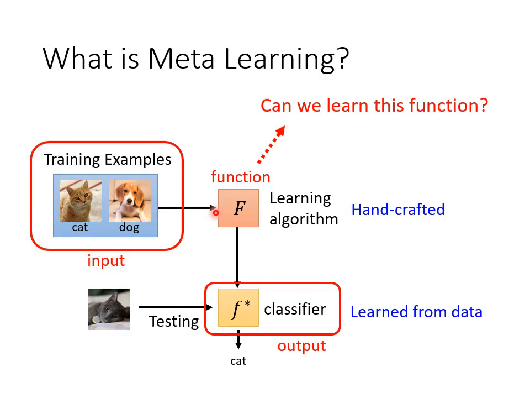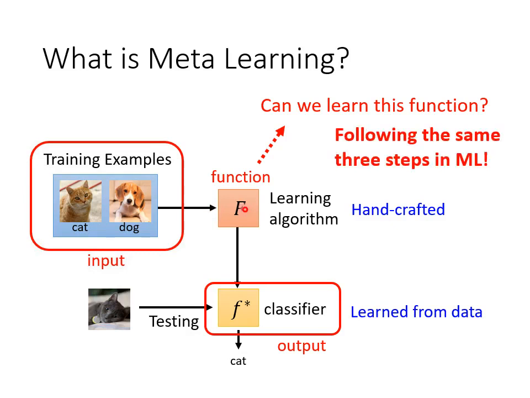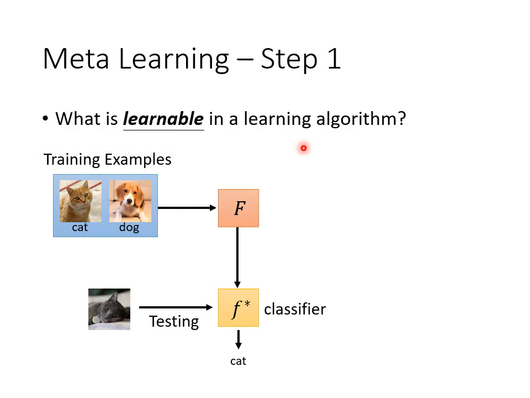And because meta-learning is also looking for a function, the procedure of meta-learning is very similar to typical machine learning. I spent a lot of time introducing machine learning and saying there are 3 steps in machine learning. To do meta-learning, all we have to do is follow the same 3 steps. Step 1, what we have to do is decide what is learnable in our function. So now the function we consider is capital F, a learning algorithm.